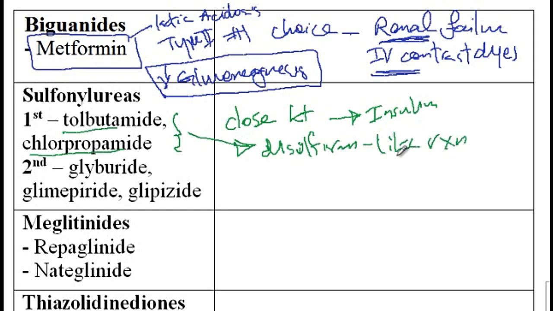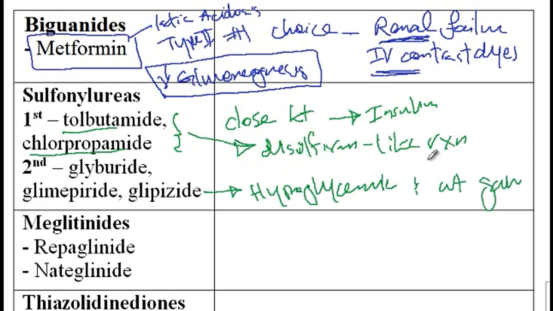So if a patient drinks alcohol along with these medications, they would develop flushing, nausea, and vomiting. And then there are second generations like glyburide, glimepiride, as well as glipizide, the main complications of which are hypoglycemia and weight gain.